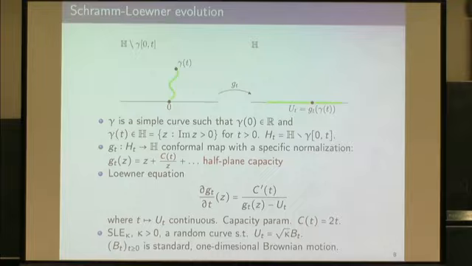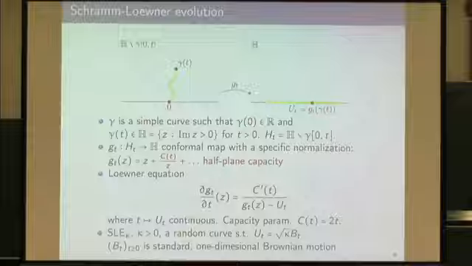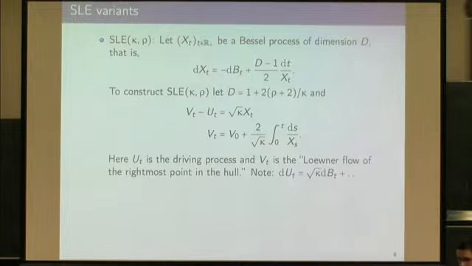So you have some curves growing in the upper half plane. You encode them into these conformal maps g_t, and they satisfy the Loewner equation, and the driving process, which I call U_t, is a Brownian motion. So there's this variance parameter kappa, and capacity parameterization here means just that this is 2. Yeah. But then there are some variants of SLEs.